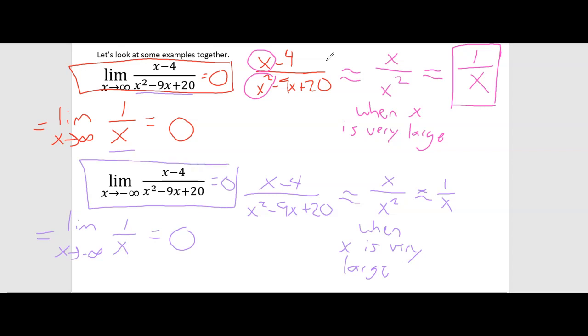So both of these limits at infinity are equal to 0, which brings up another concept, horizontal asymptotes. Okay, so I'm going to graph this. We're going to use our calculators, and we're going to see what's going on with this function as the x values are increasing and as the x values are decreasing.